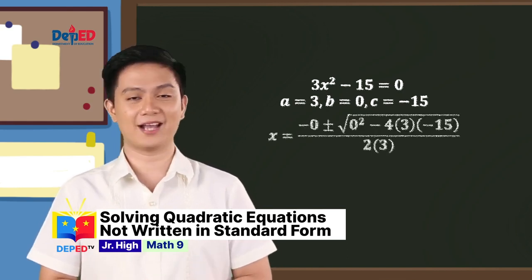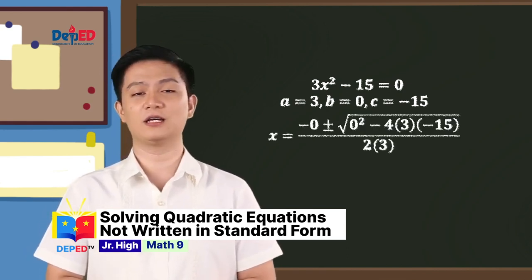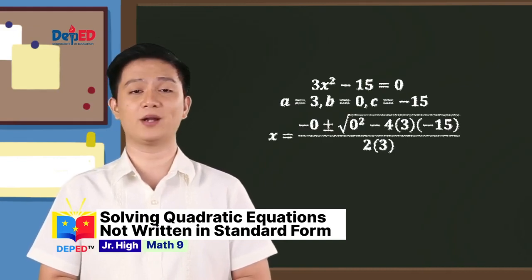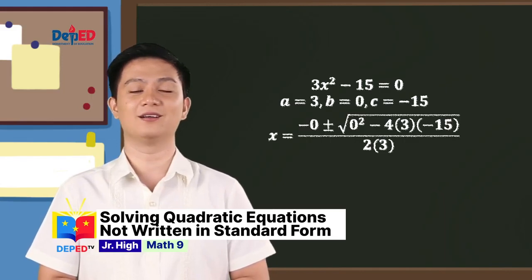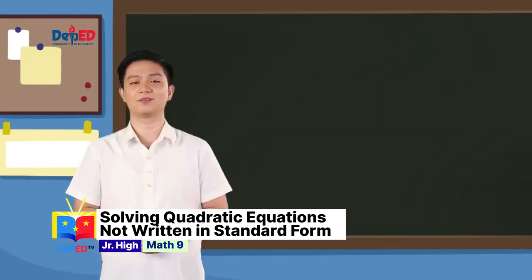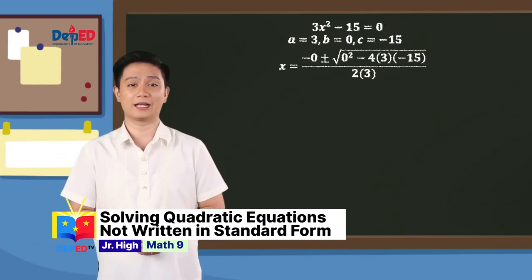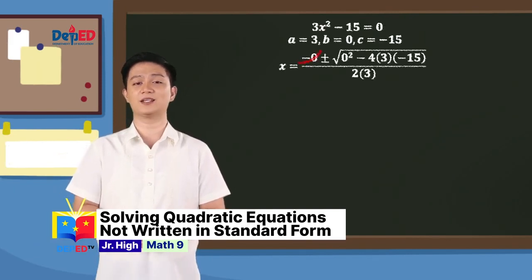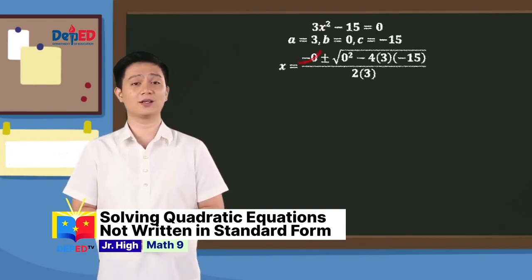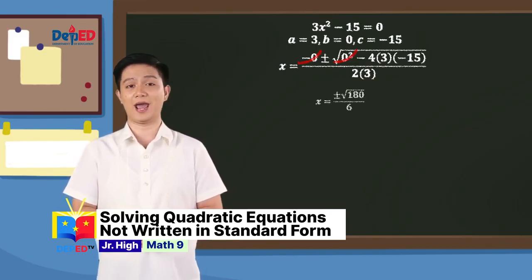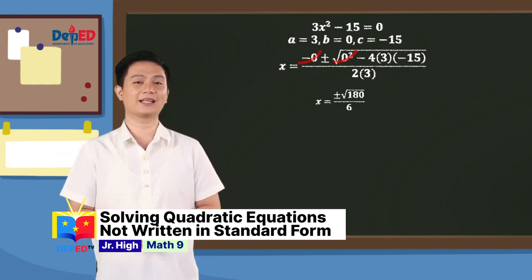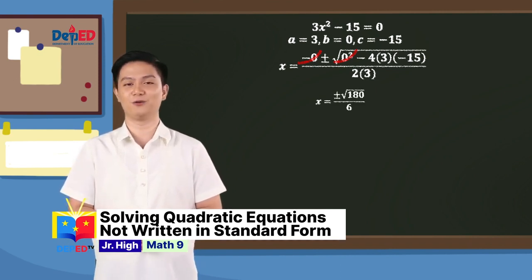So we have x equals the negative of 0 plus or minus the square root of the quantity 0 squared decreased by the product of 4, 3, and negative 15 all over 2 times 3. We simplify. Negative 0 is just 0 and can be omitted already. 0 squared is 0 and can also be omitted. Negative 4 times 3 times negative 15 is equal to 180. So x equals positive or negative square root of 180 all over 6.